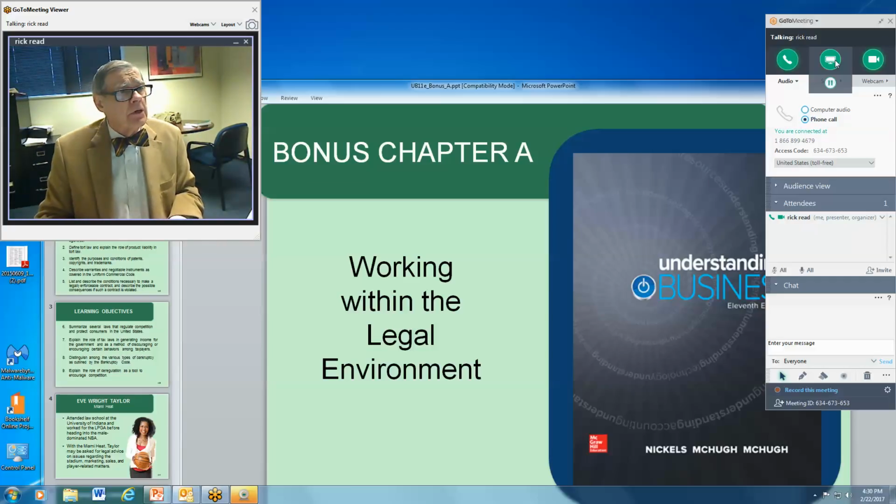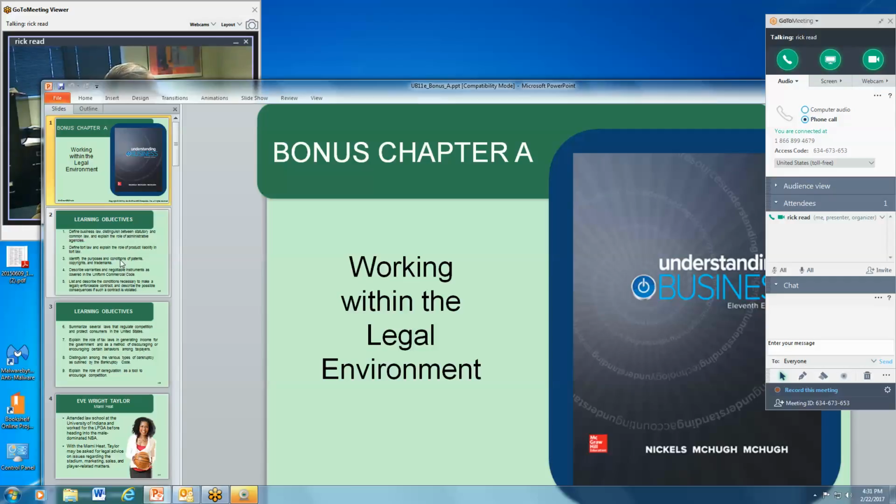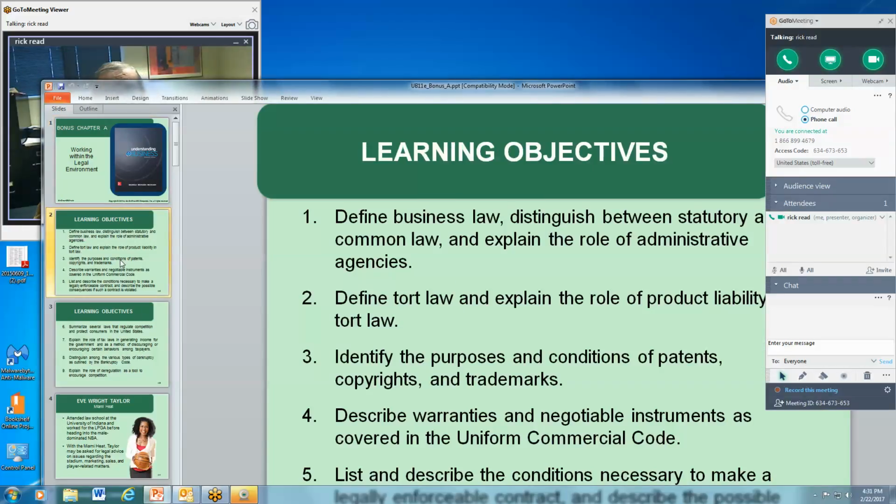So our first chapter, bonus chapter A, working within the legal environment. Let's look at our learning objectives for this particular session. Define business law, distinguish between statutory and common law, and explain the role of administrative agencies. Define tort law and explain the role of product liability tort law. Identify the purposes and conditions of patents, copyrights, and trademarks. Describe warranties and negotiable instruments as covered in the Uniform Commercial Code.